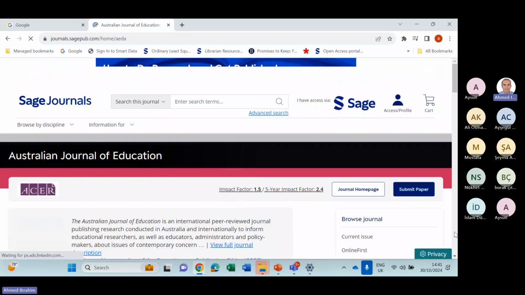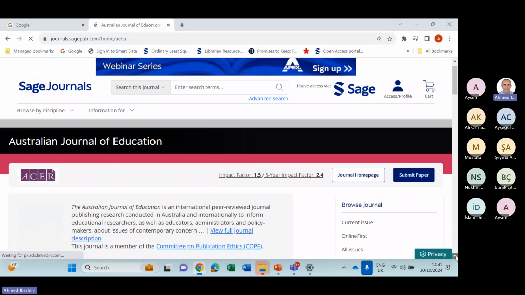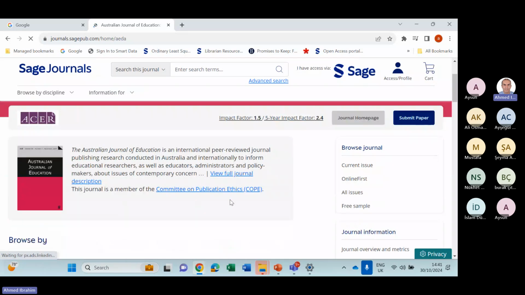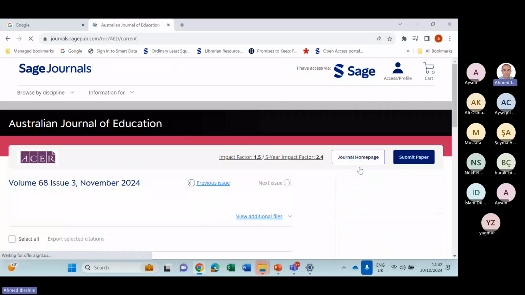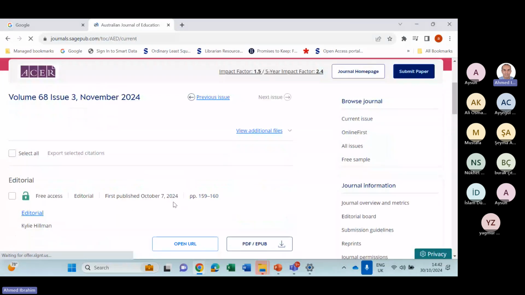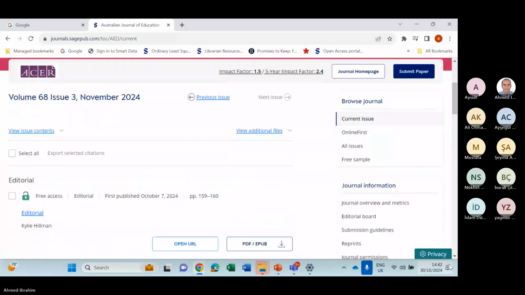We can find the impact factor of the journal here, and you can find that this journal is a member of the Committee on Publication Ethics. That is another point to be considered when selecting a journal to publish your article in. When you find a journal is a member of the Committee on Publication Ethics, the COPE, it gives strength to your journal. We can find the current issue, all issues, and a free sample of the journal. If I'm looking for the current issue, I will click on the current issue. The current issue is October 2024.